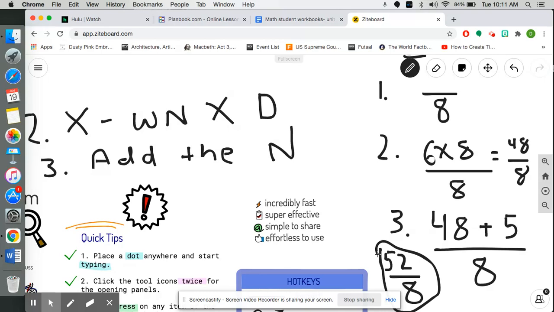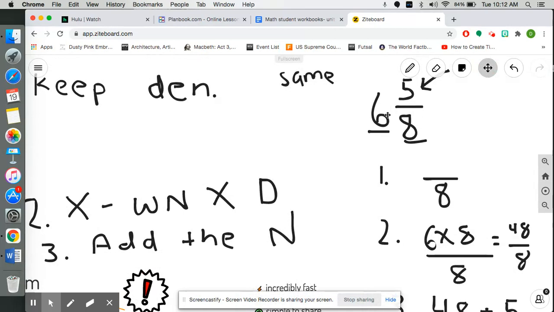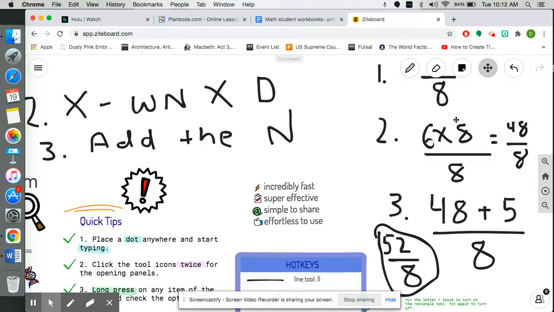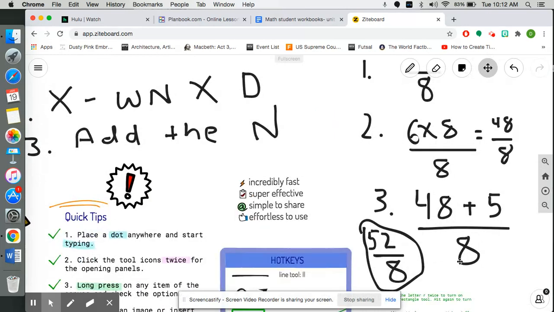Okay, so the answer to changing this into an improper fraction, the same fraction, just in different form, is 52 eighths. So 6 and 5 eighths is equal to 52 eighths if you're writing it as an improper fraction. So remember to follow the steps: keep the denominator the same, multiply the whole number times the denominator, and then add the numerator, and then you'll end up with your answer.